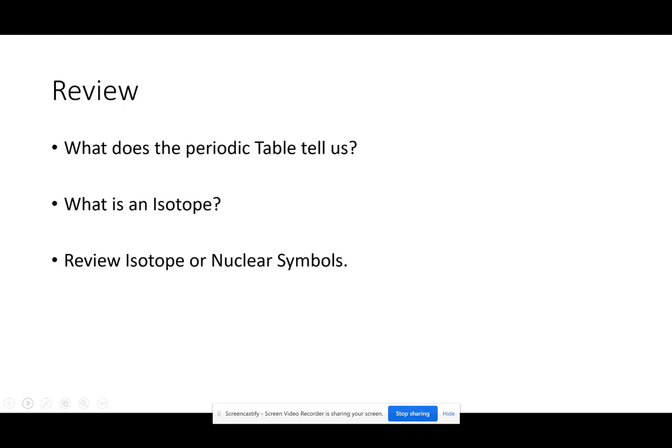We're going to review what the periodic table tells us, so ways to read the periodic table. We're going to review what an isotope is, and then we're going to review isotope or nuclear symbols. So how do we symbolically represent an isotope?